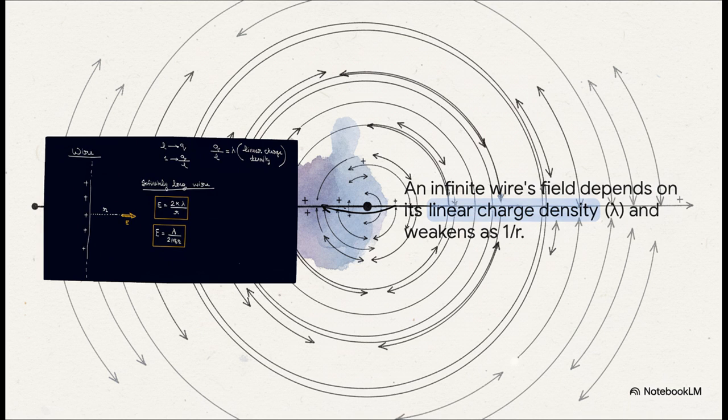That's the Greek letter lambda, which is just how much charge is packed into every meter of the wire. And fun fact, unlike a point charge, the field from a long wire weakens more slowly. It's proportional to 1 over r, not 1 over r squared.